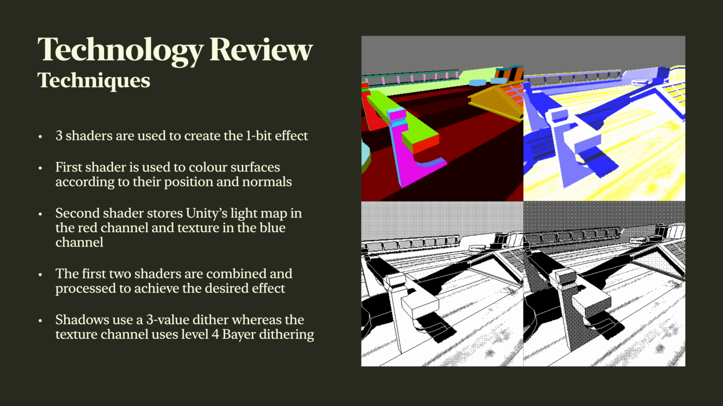Lucas Pope describes the shader in his development blog. He mentions that he uses 3 passes for his shader, one for defining surfaces, another for defining shadows and textures, and a final pass for combining the two and applying the outlines and dithering.